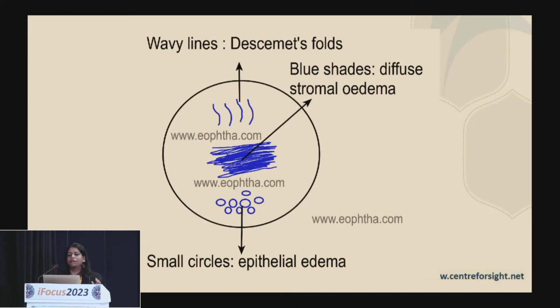So like this. If you're drawing Descemet folds, it's sparse wavy lines. When you're drawing stromal edema, it's dense blue hatchings. And epithelial edema is always blue circles, which are not solid, they're blue rings. Just remember they're blue rings, not blue dots.